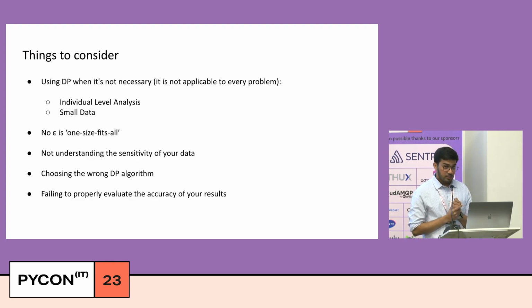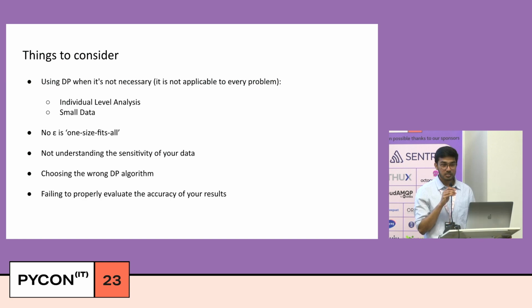Now let's look at the things to consider. So this was all about how to write differentially private code. It's still a very active library, PyDP that is. We still have not added support for a lot of things, but there's active development going on. So some of the things to consider is that using differential privacy is not absolutely necessary. There are some problems in which you would not want to use differential privacy.